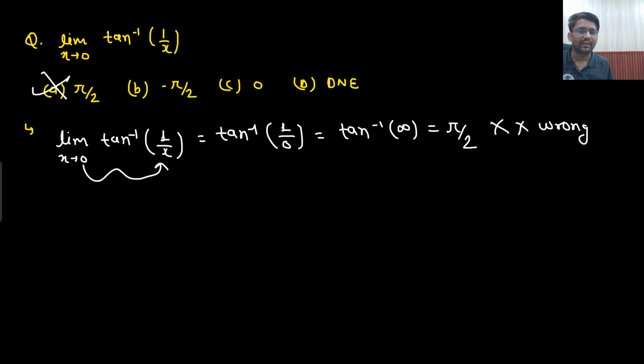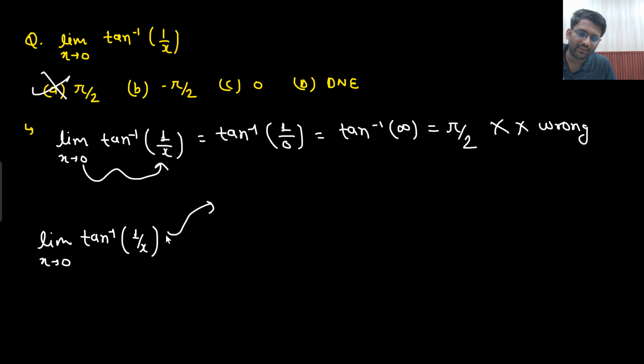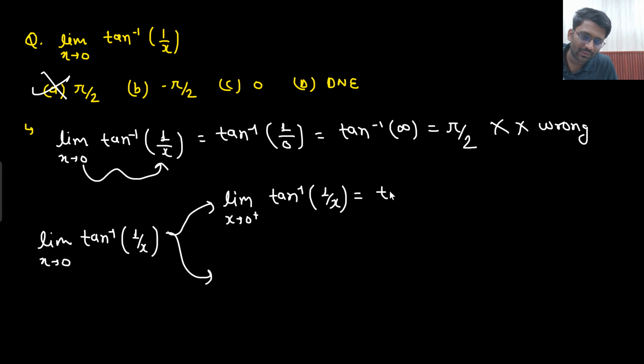When they are asking this particular thing, limit x tending to 0, tan inverse 1 by x, I know that, sir, it is not a 0 by 0 form, it is not a standard form. So what will I do? I will check at 0 plus and 0 minus. Limit x tending to 0 plus tan inverse 1 by x would be equal to tan inverse, now put this value 1 by 0 plus. That will be tan inverse infinity. What is the value? Pi by 2.